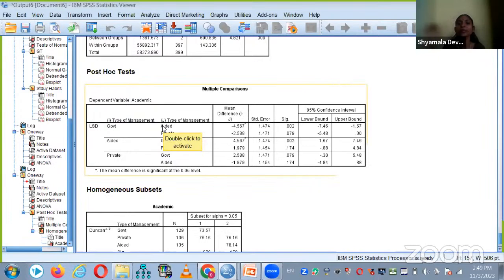So how to interpret this in the table? So let me go to my table.